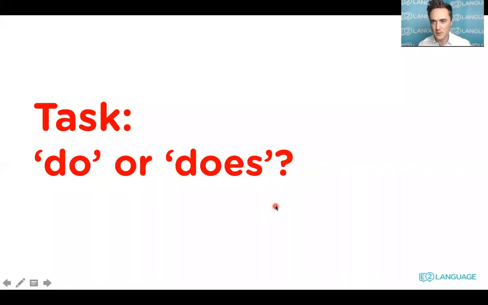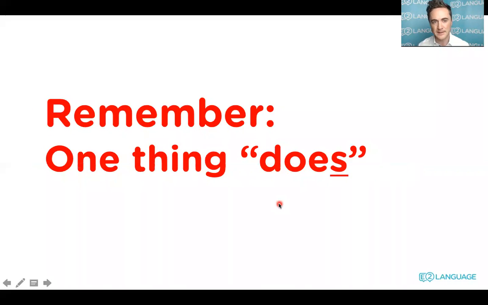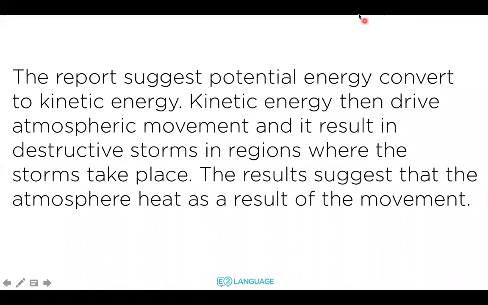Cool. Let's do one more, right? This time I'm not going to tell you what the subjects are, but you just need to remember that one thing does. If the subject is singular, if the subject is referring to one thing, then that verb should have an S on it. Let's have a look. So this time type in the subject and correct verb.